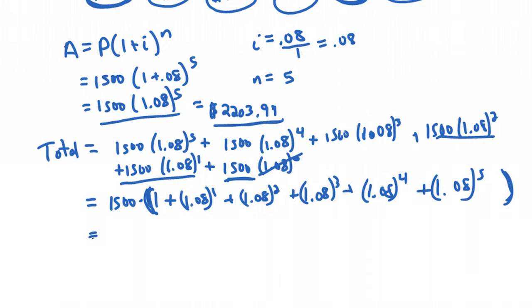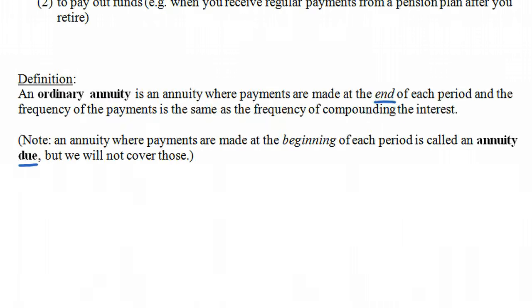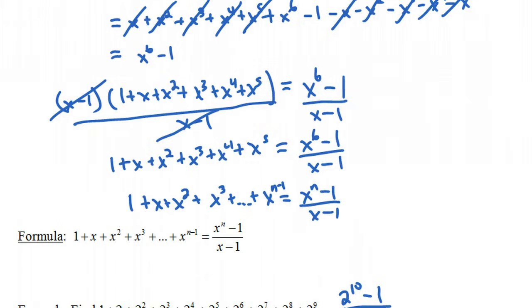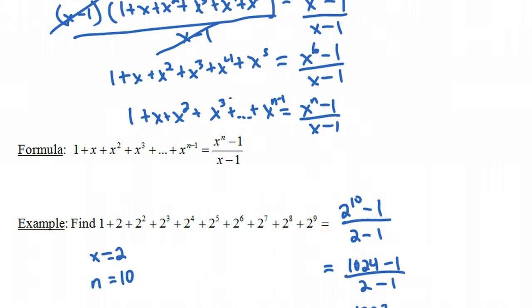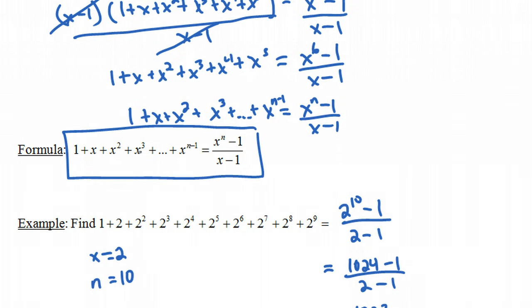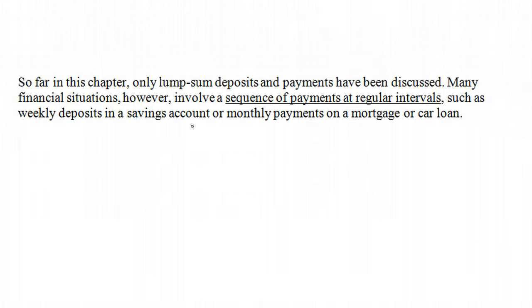Well, if you remember the formula that we had from the previous video, we can find it here. Remember this formula right here. Let me circle it. 1 plus x plus x squared plus x cubed all the way up to x to the n minus 1 equals x to the n minus 1 over x minus 1. Now this x is really just 1.08 in our video. And let's figure out what the n would be as well.